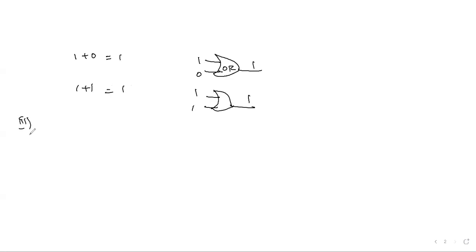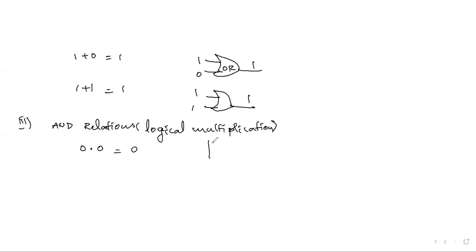And the third Boolean postulate we have is the AND relation, or we can also say it is logical multiplication. This we have already discussed in the previous class. AND operation, both are 1, then only it will be 1. Just for that we represent it in terms of a logic gate. 0 and 0 will be 0. See, logical AND, if we are giving two inputs 0 0, then it is going to give 0 as output. 0 and 1 will be 0. So if I take logical AND, with 0 here and 1 here, I will get 0 as output.